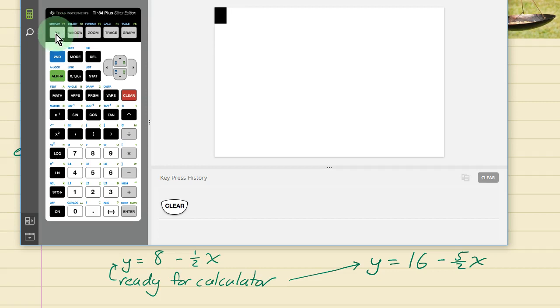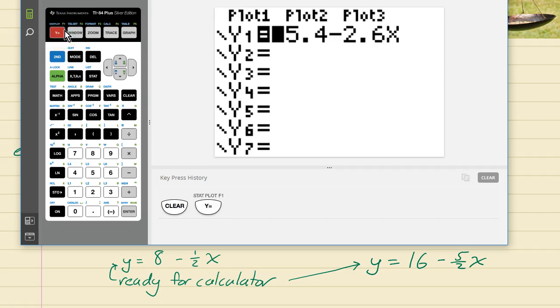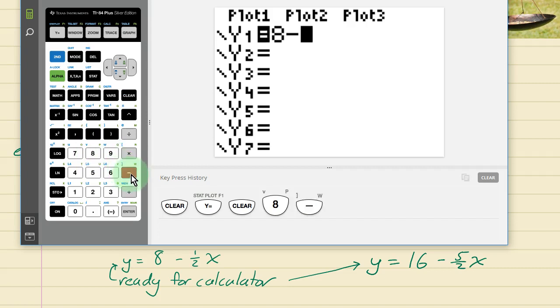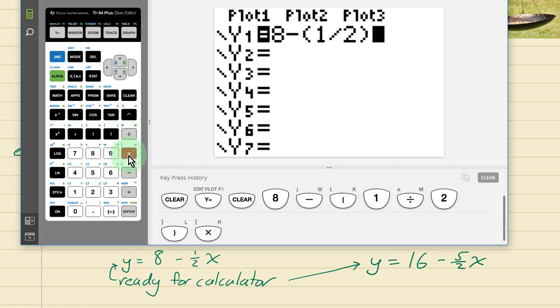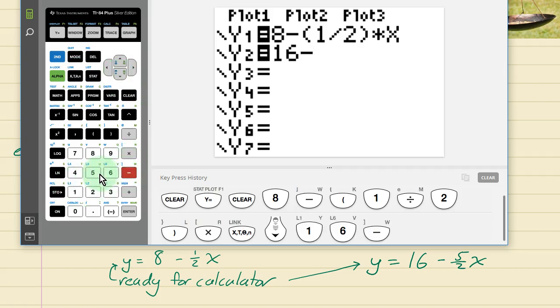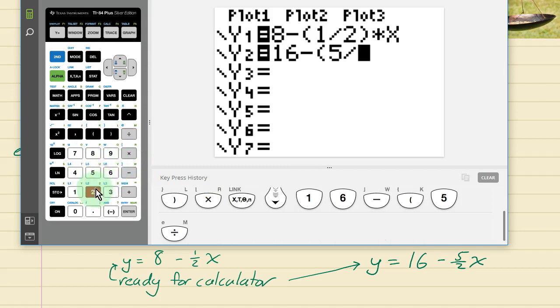Now, to get to where you plug things in, press y equals. Oh, I still have something left over from the last video. So we're going to clear that. We're going to graph y equals 8 minus the fraction 1 over 2 times x. And the second equation should look like that. Remember, the X button is this red one here. Don't do the alpha X over here. That's going to do the wrong thing.